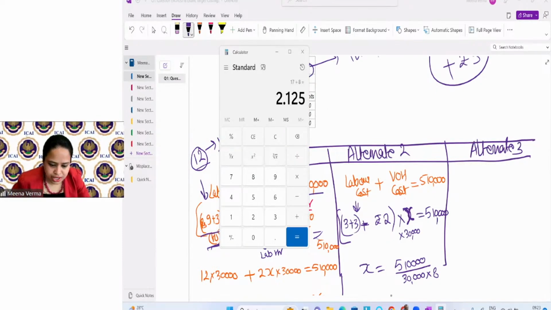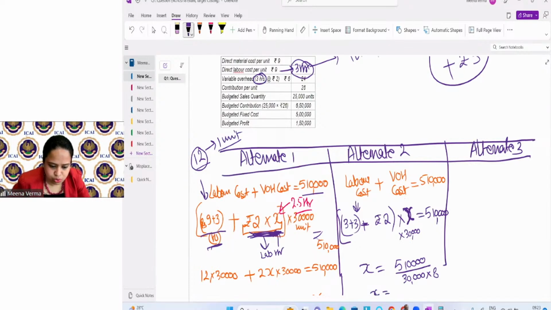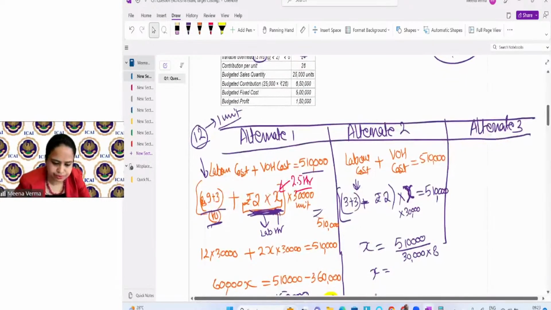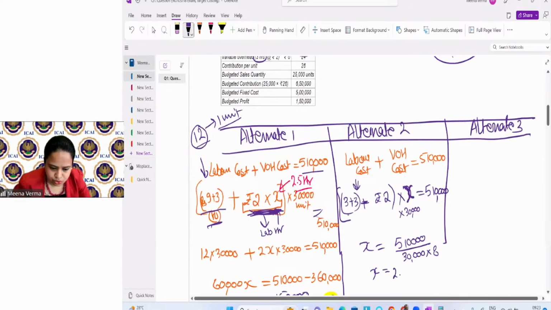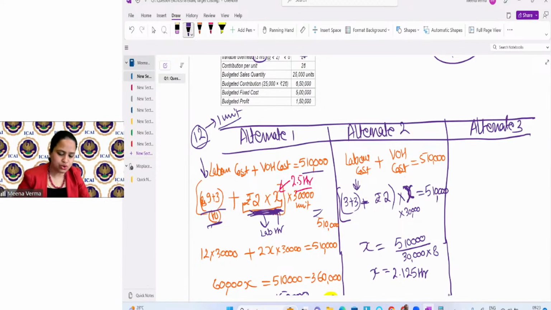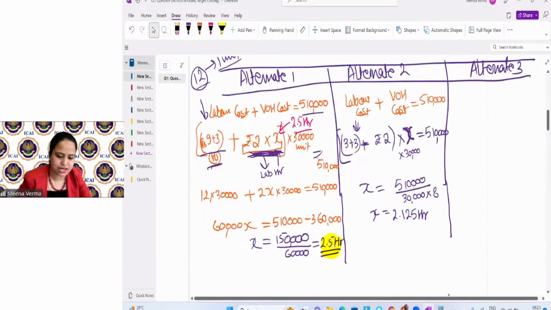So this is coming as time is 2.125 hours, right? All right. So you can see here, if you are considering that we make the payment to the labor on the basis of unit, the time taken will be 2.5 hours instead of 3 hours.